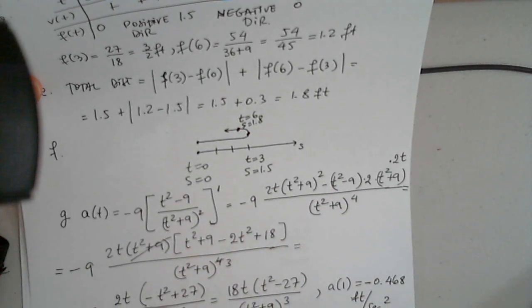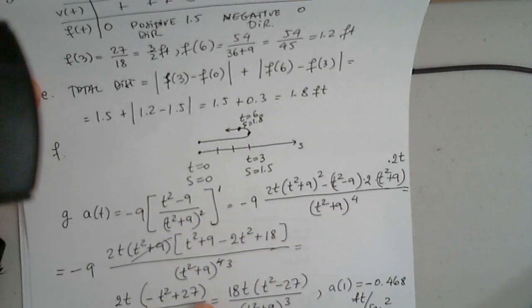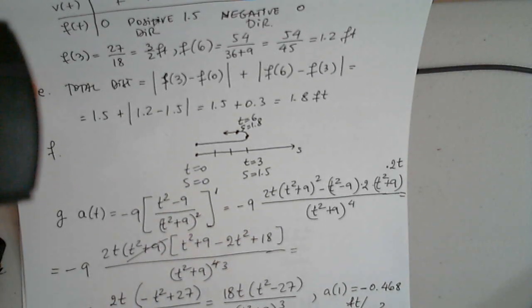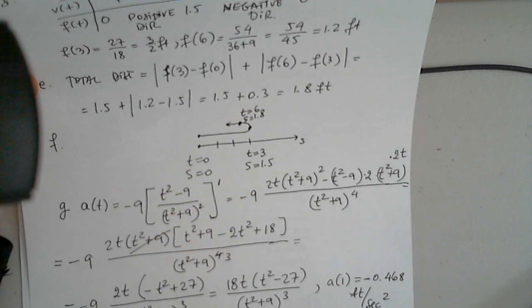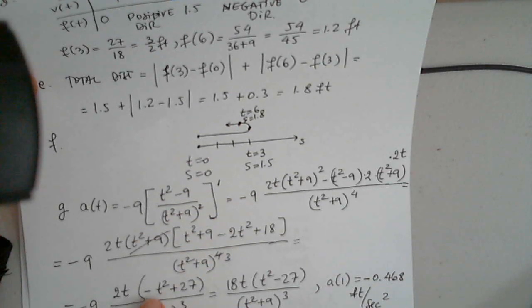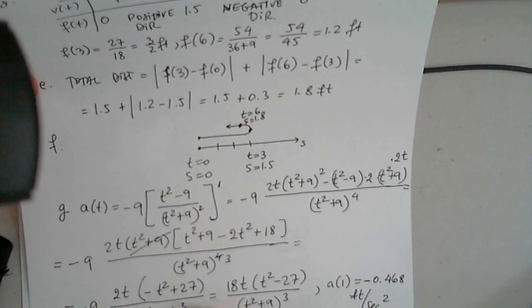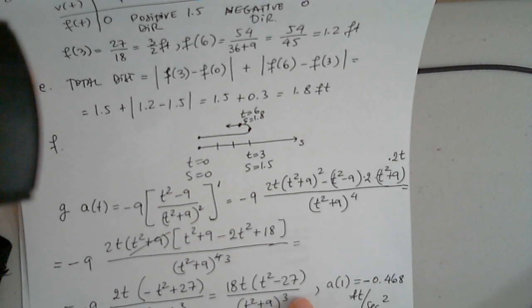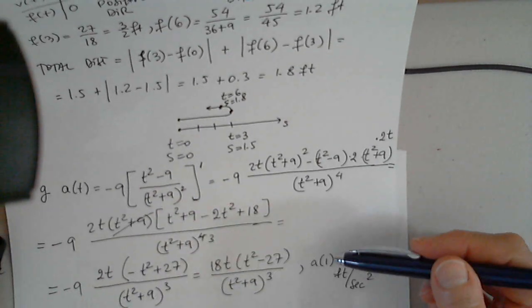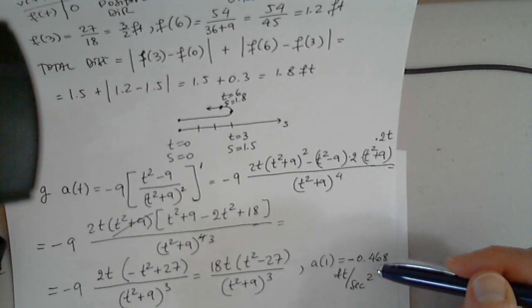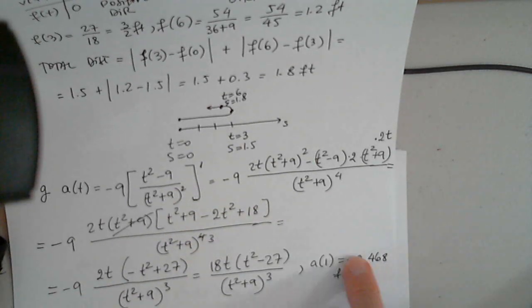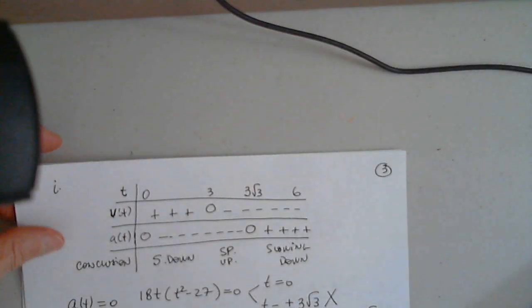So this will become negative t squared plus 27. And then the 2t is outside. I simplify one factor of t squared plus 9. So then we have, I also factor negative 1. So I have now 18t squared minus 27. I'm asked to find a of 1, which is negative 0.468 feet per second. Acceleration is measured in feet per second squared.